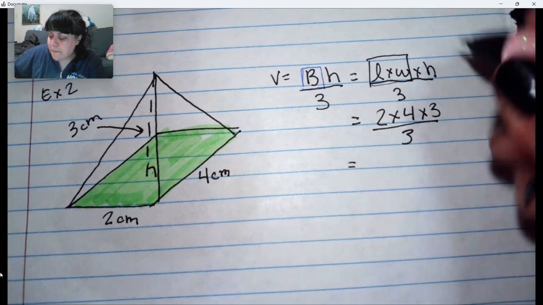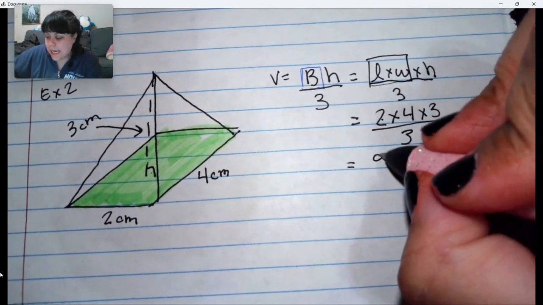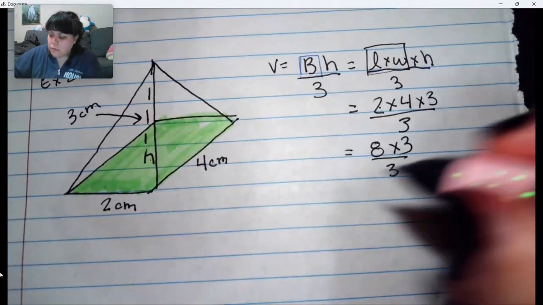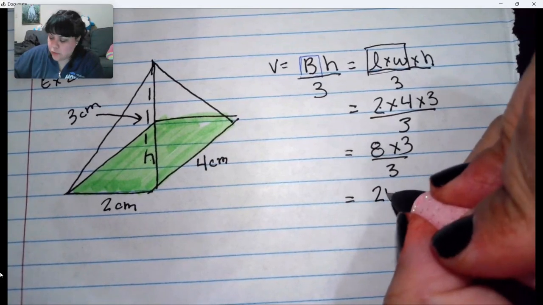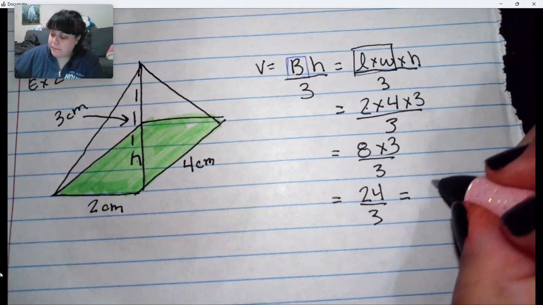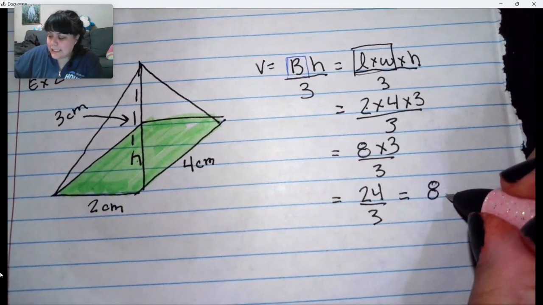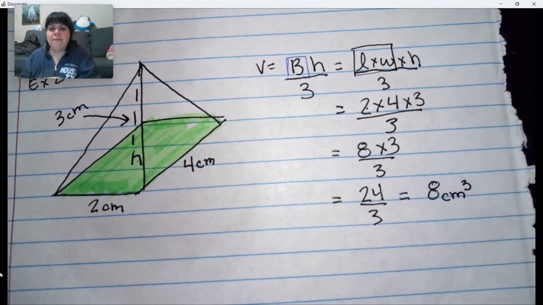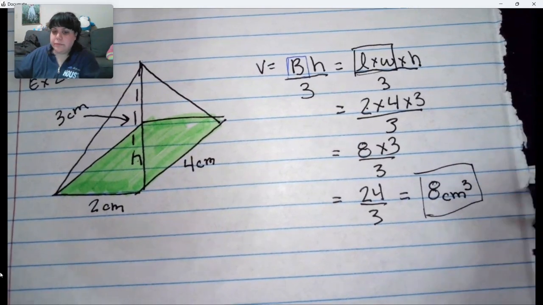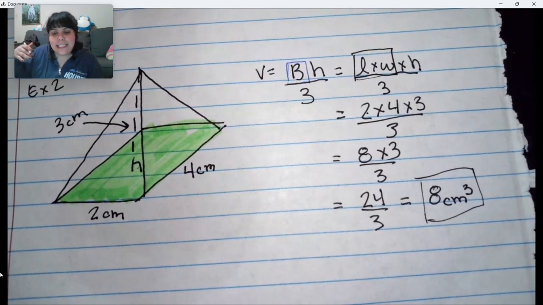Okay, so let's start doing the math. 2 times 4 is 8. Bring down your times 3, divide by 3. What's 8 times 3? Well, that's 24. And then 24 divided by 3 is 8. So I'm going to have 8 centimeters cubed. My volume of this pyramid is 8 centimeters cubed. Easy. The only thing that's different is that dividing by 3. Okay, so that was volume of rectangular pyramids.